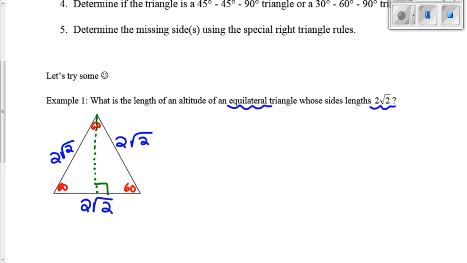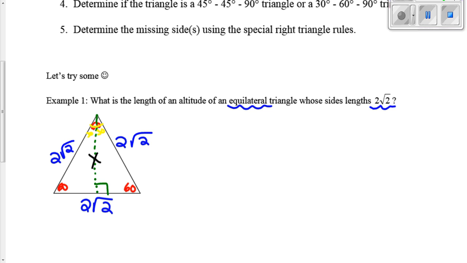Now, what else? Looking at it, I've got information. I'm trying to find the altitude, so we're going to label that x, because that's what we're finding. It's always important to note what you're finding. Since this whole big angle up here is 60, I know that the smaller pieces are 30, because the altitude can cut that in half, since technically we are dealing with an isosceles triangle, so keep that in mind. An equilateral triangle is also isosceles, since at least 2 of the sides are equal.